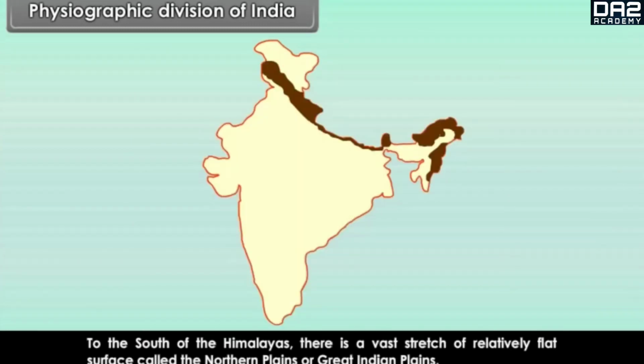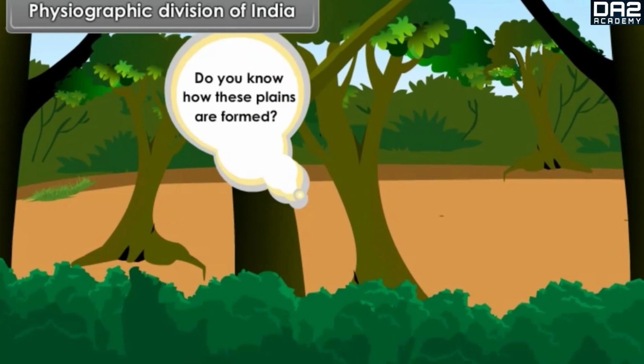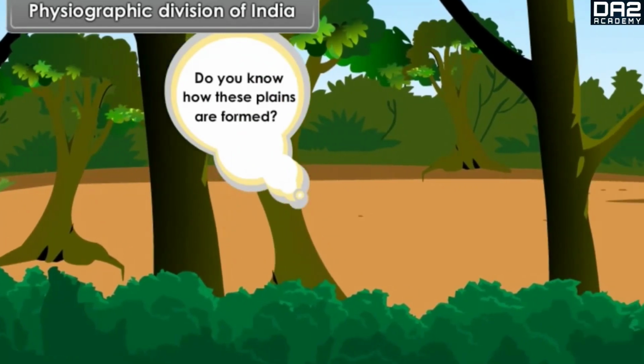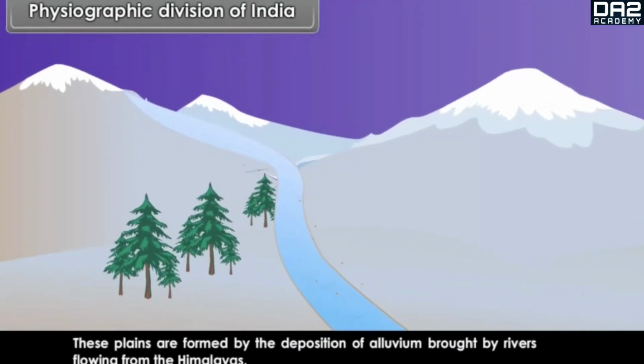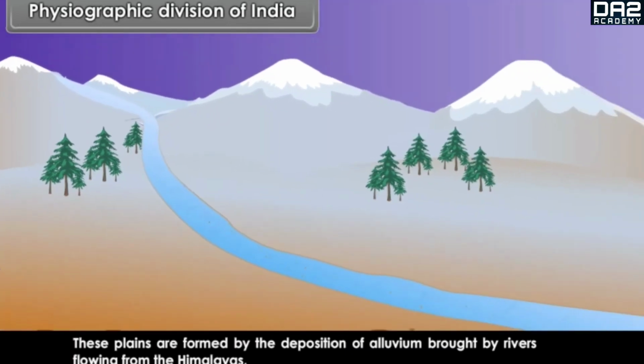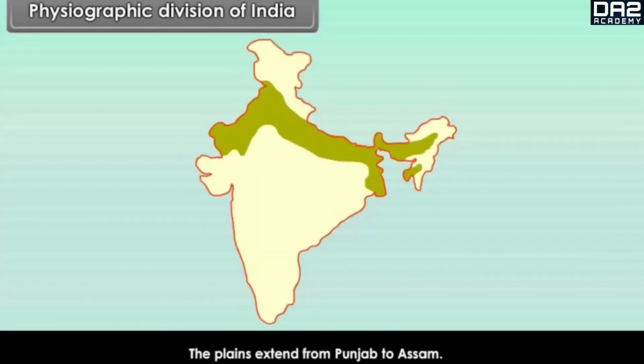To the south of the Himalayas, there is a vast stretch of relatively flat surface called the Northern Plains or Great Indian Plains. Do you know how these plains are formed? These plains are formed by the deposition of alluvium brought by rivers flowing from the Himalayas. The plains extend from Punjab to Assam.